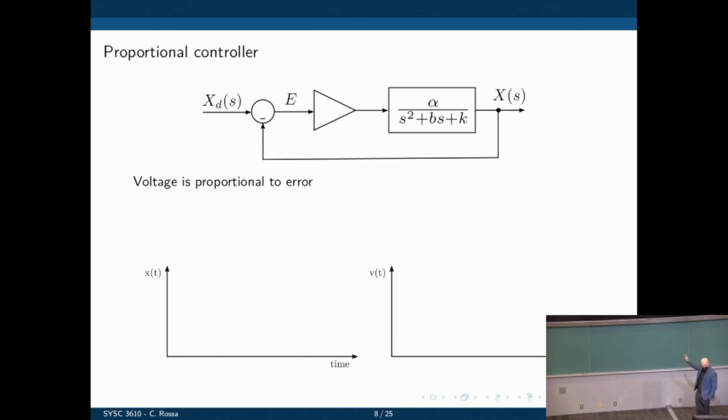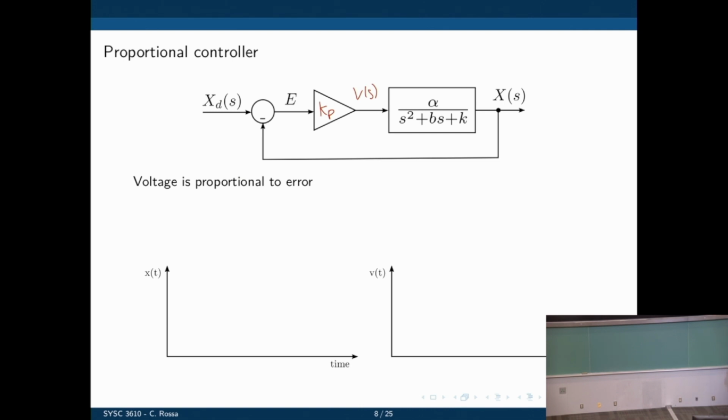Now for the controller, we are closing the loop, and instead of looking at these absolute values of input and output, we are now taking action based on the error between the desired and the actual output. Let's call this gain here Kp. Here we have the voltage. So we are making the voltage applied to the motor proportional to the error between the desired and the actual position of the mass.